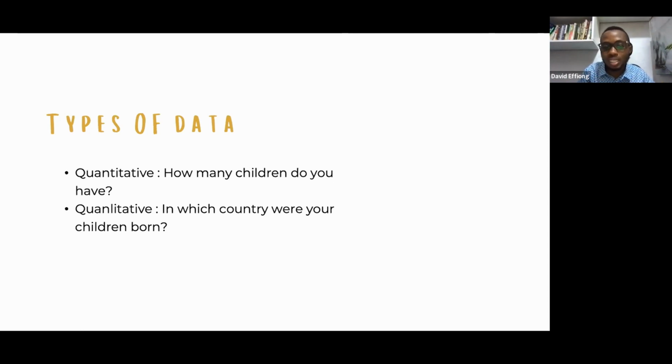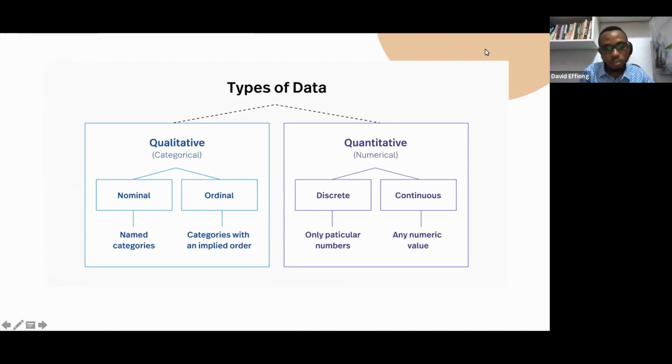So data could be quantitative or qualitative. If we look at the chart on your screen, it now breaks it down, because in qualitative data and quantitative data, there are also types within it. Let's start with quantitative. The idea of quantitative brings to your mind numerical data, right? Numbers, because you can quantify it. You can't quantify oil, but you can quantify spoons. So oil will fall under qualitative, and spoons will fall under quantitative because they are numerical data.